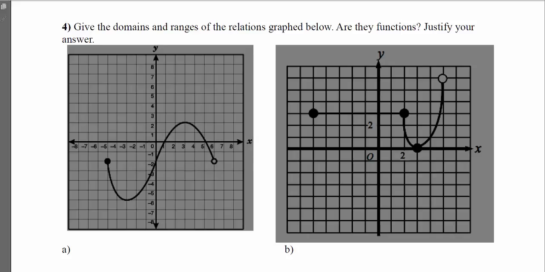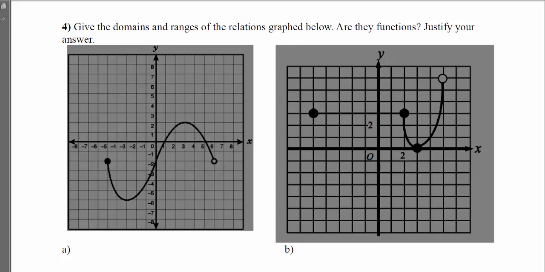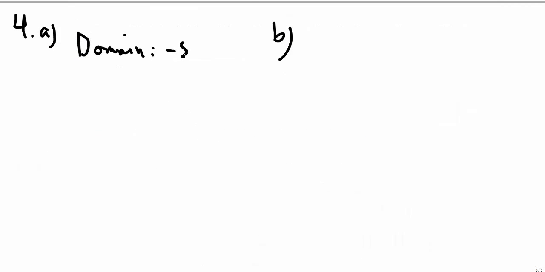But all the other values in between minus 5 and 6, the function is defined for those x values. So let's write minus 5 to 6. So minus 5 and then to 6 and then x in between, and then we cannot include 6, so I'm going to write less than, and here we have it to include minus 5, so less than or equal to. Okay, and this is the domain for the first one.